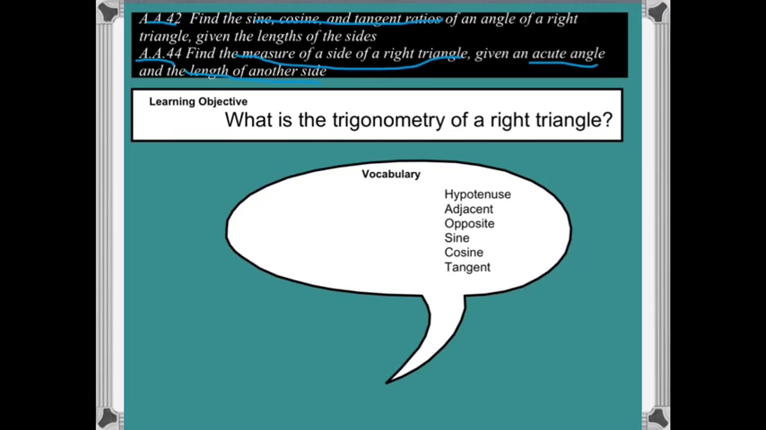Okay, so our vocabulary today is hypotenuse, adjacent, opposite, sine, cosine, and tangent. And actually sine and cosine, oftentimes we see these words abbreviated as sin and cos, and tangent we see abbreviated as tan, but these are the full names for them.